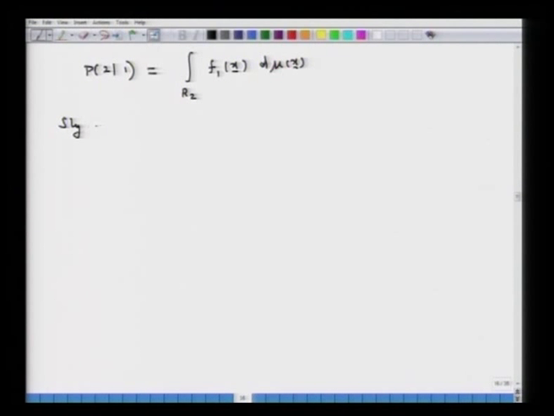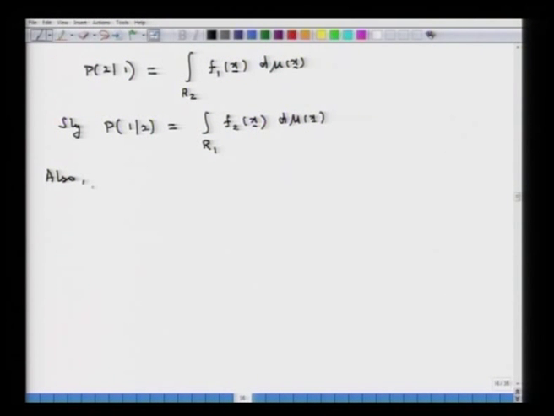Similarly, if we look at P1 given 2, this is integral over the R1 region, because we are classifying it into pi 1 and it is coming from pi 2, so it has got a density under pi 2 as f2x, with respect to the underlying measure, say mu. Right.